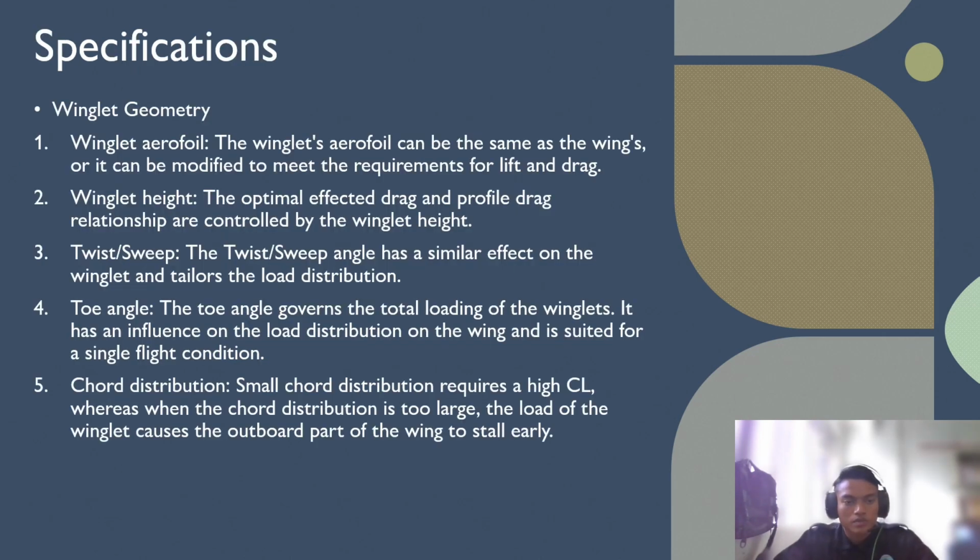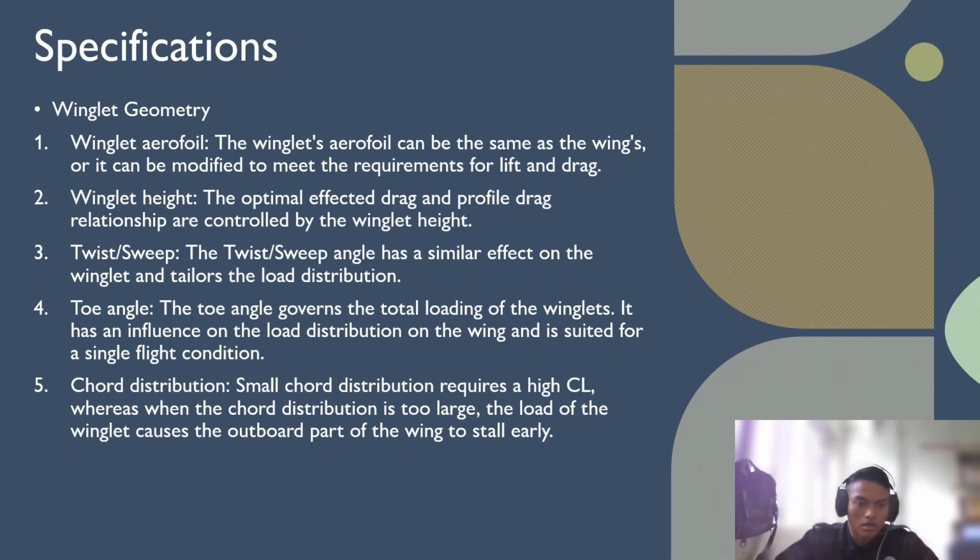Specification. Winglet geometry. First, winglet aerofoil. The winglet aerofoil can be the same as the wing, or it can be modified to meet the requirements for lift and drag. Winglet height. The optimal induced drag and profile drag relationship are controlled by the winglet height. Third, twist or sweep. The twist and sweep angle have a similar effect on the winglet and tailor the load distribution.